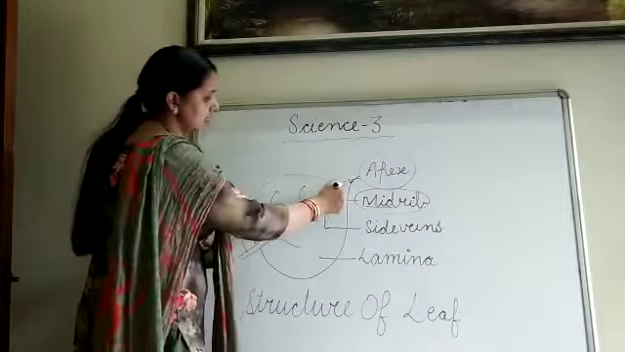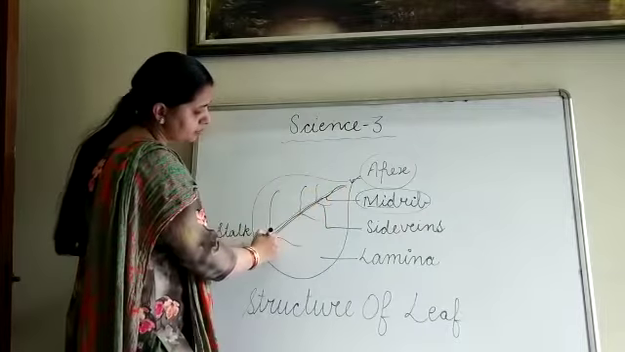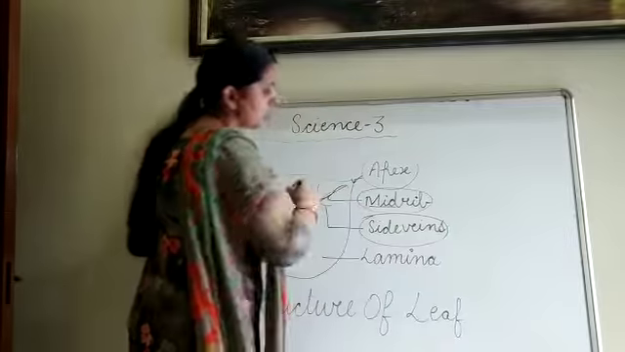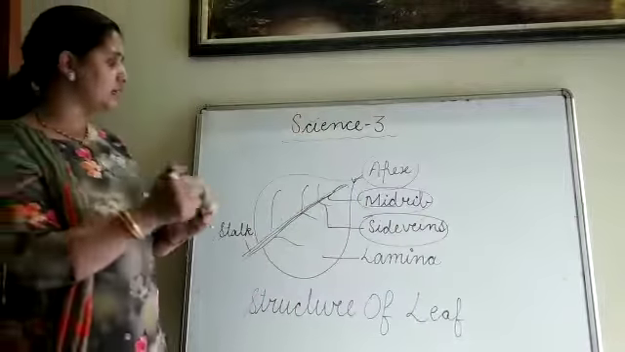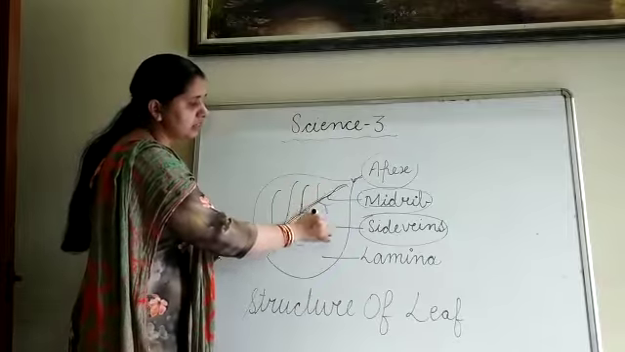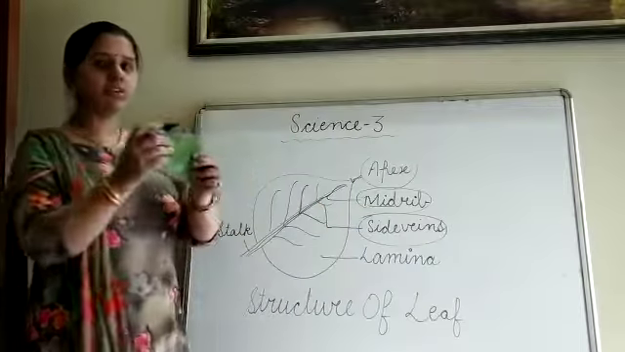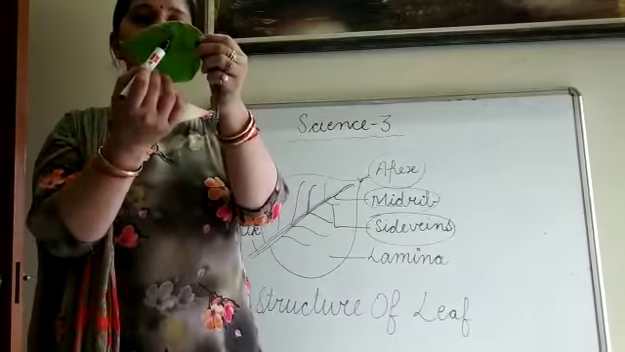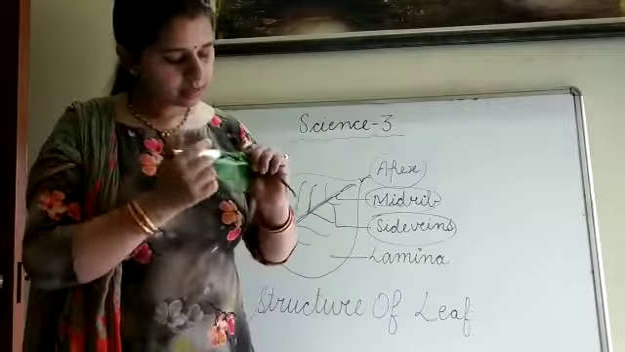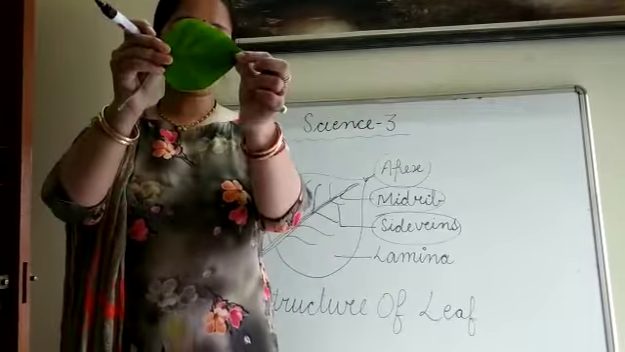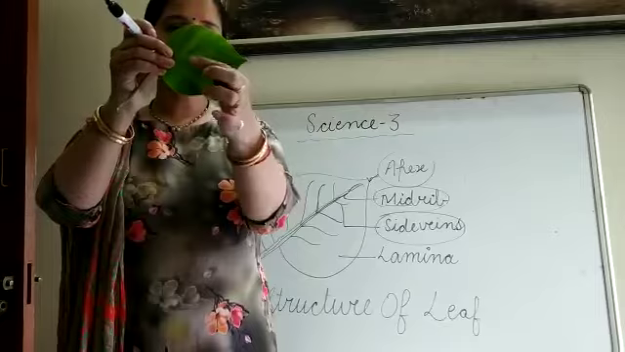So this is the midrib. Now side veins. Side veins are present on the side of the midrib. So these are side veins, and you can see clearly these side veins. These are side veins, and you can see this side also. These are side veins.